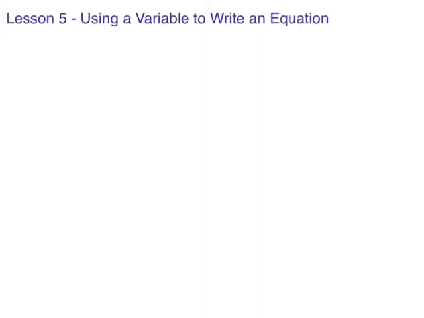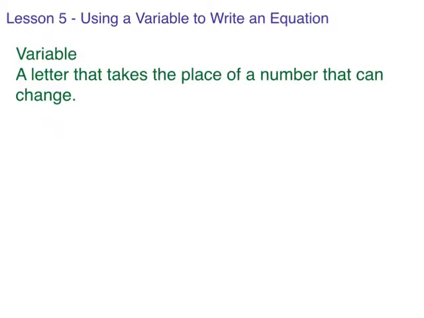Welcome to Lesson 5, using a variable to write an equation. Let's begin first by clarifying a few things. A variable is simply a letter that takes the place of a number that can change. And it could be any letter of the alphabet, and these are usually written in lowercase.